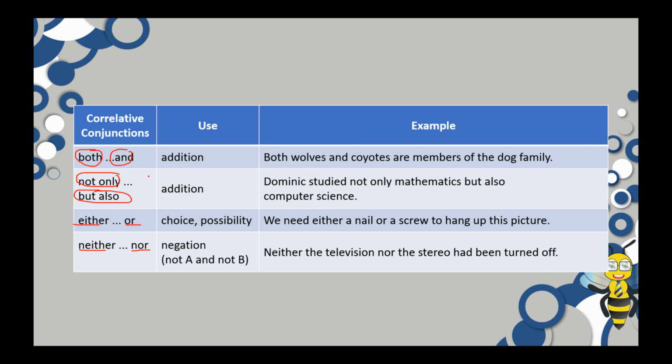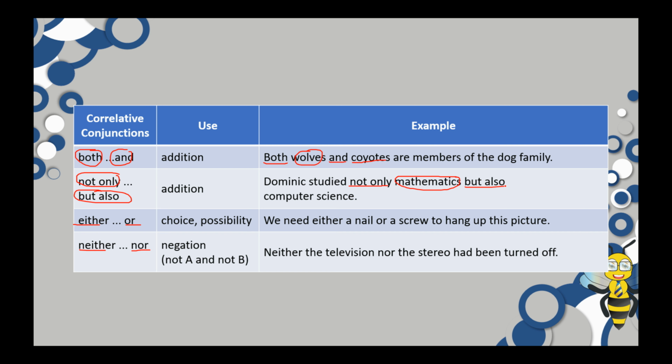We always have something in the middle of them. Something like both the dog and the cat. So there is something in the middle of the two conjunctions. For example, both verbs and conjunctions are members of the family. Or Dominic studied not only mathematics but also computer science.